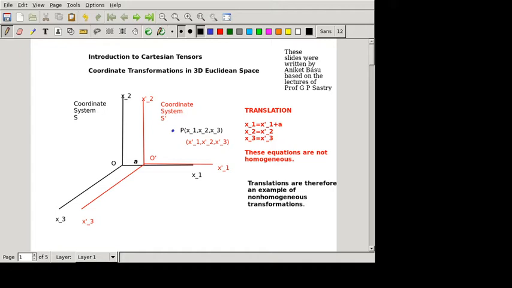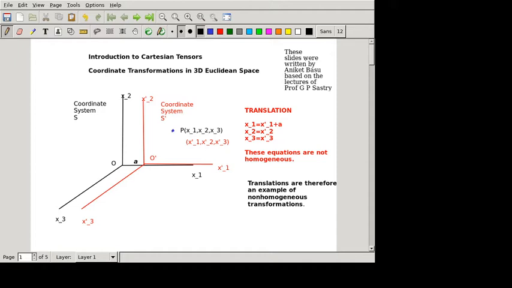Hello, welcome to the course on special relativity. Today we'll talk about Cartesian tensors, and specifically we'll consider coordinate transformations in 3D Euclidean space.